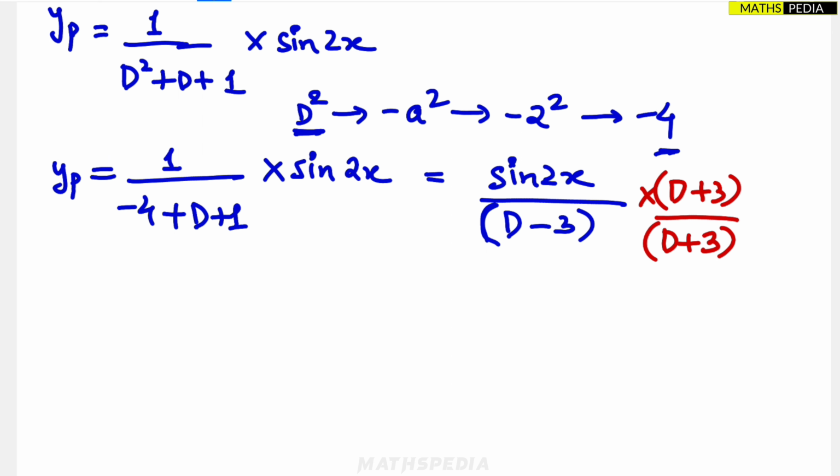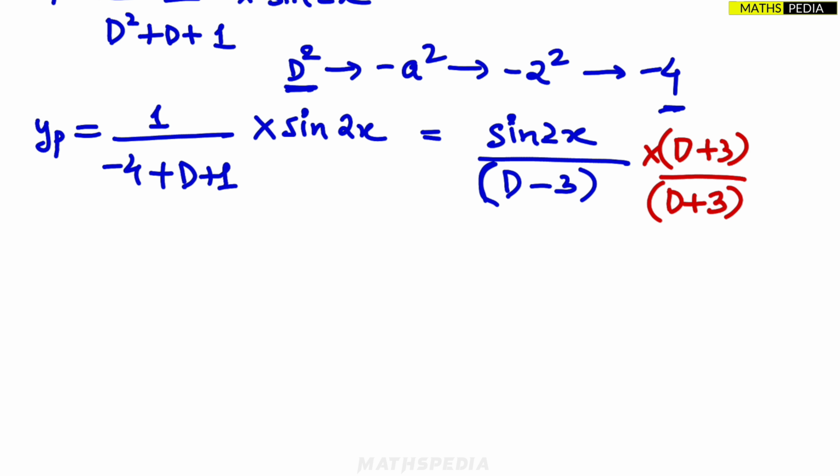Why are we doing this, D plus 3? Why not minus 3? In the denominator, if you observe, it will be in the form of a square minus b square. That's why we are trying to bring the D square value, because we can only substitute D square equal to minus a square, or minus 4 directly. But with the D we cannot do anything in the denominator part. So that's why we are doing this procedure.